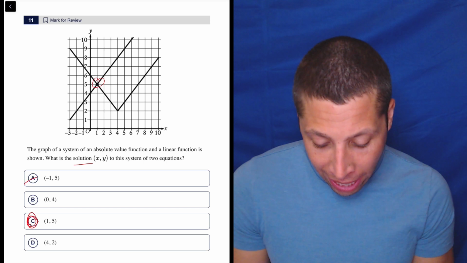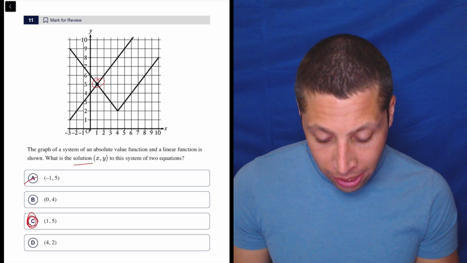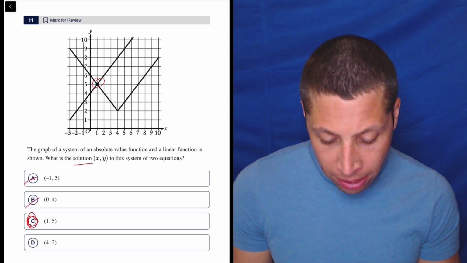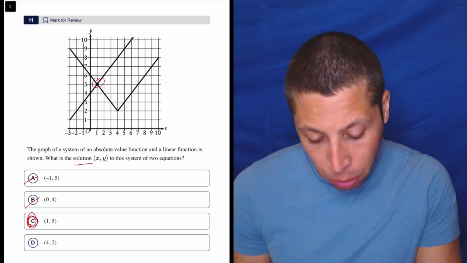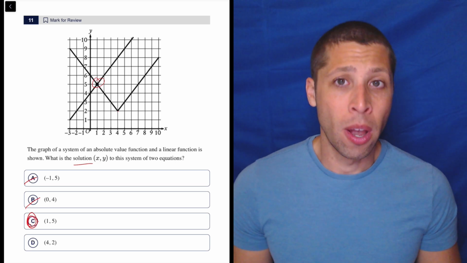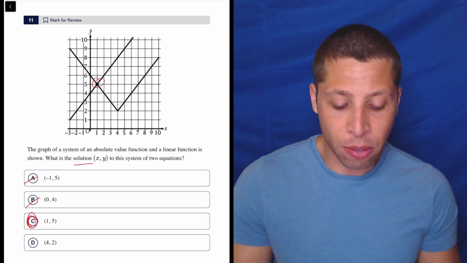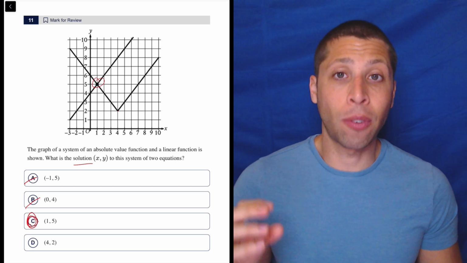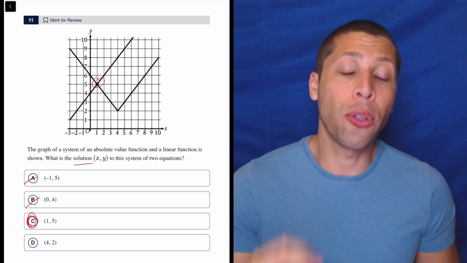(-1, 5), I don't know why anyone would put that. (0, 4) is the y-intercept of the line. And then (4, 2) is this point right here where it bends, but that's not anything special. So basically the thing is, when we're asked for a solution, we are asked for a point that works in both equations.